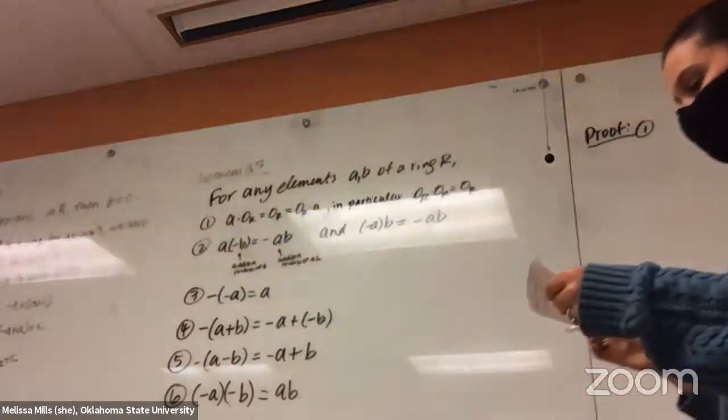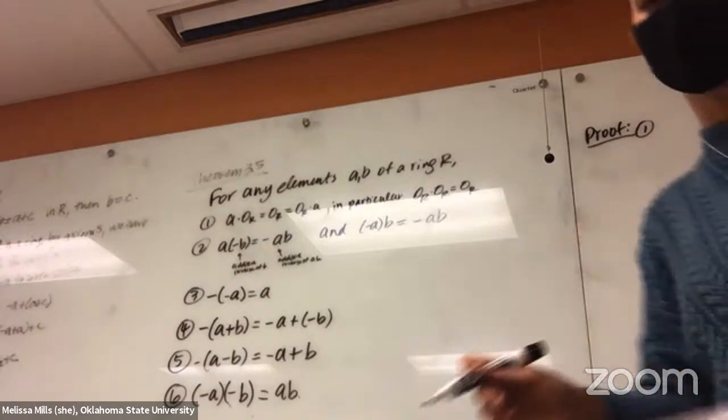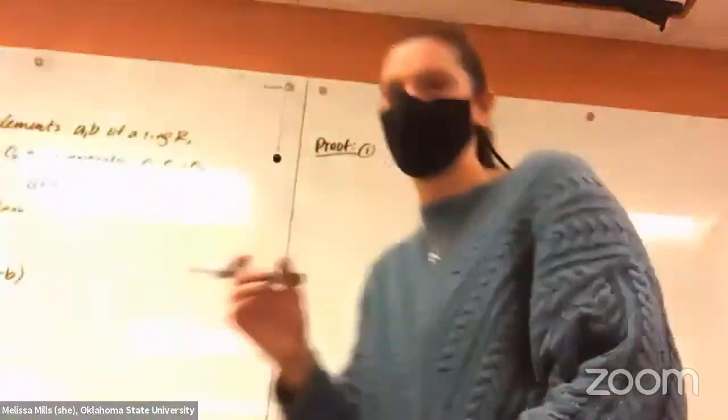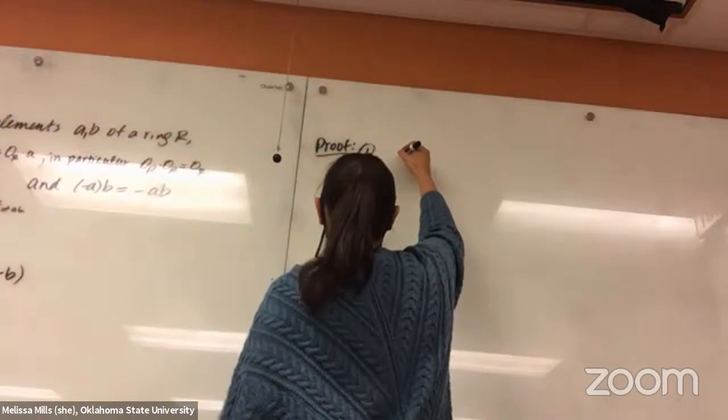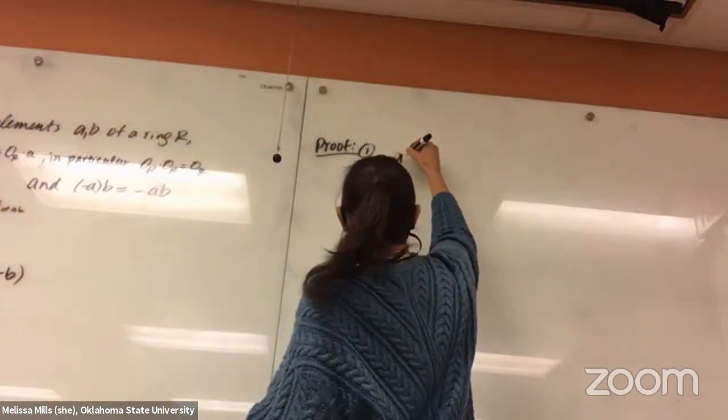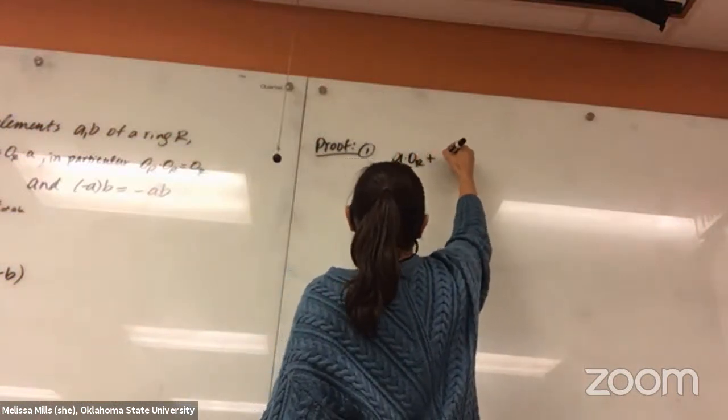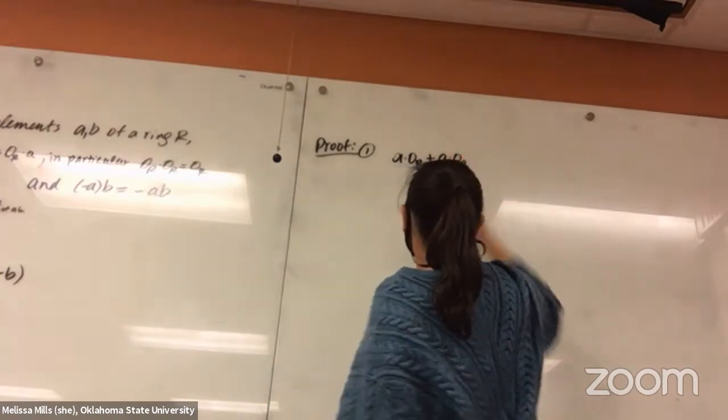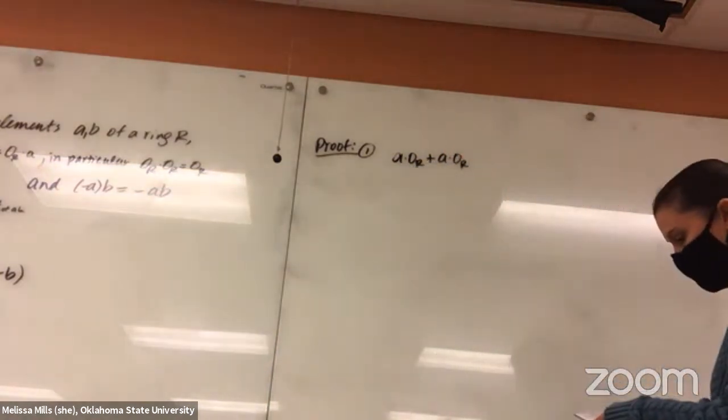All right. So this is going to seem a little weird. So we're going to start with, and you won't be able to tell why I'm starting with this, but we're going to start with A times 0R plus A times 0R. And then we'll see where we can go from there.